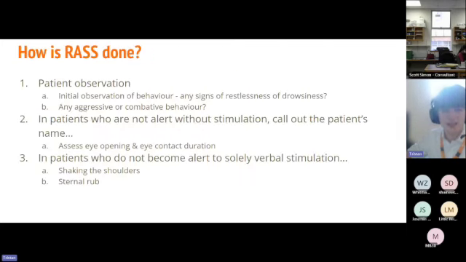So in order to take a RASS, it's first of all about patient observation. Is that patient very obviously displaying aggressive or combative behavior, or are they drowsy? Patients that aren't alert by themselves, you can go up to the patient and call their name to assess whether they're opening their eyes and whether they're doing that for a prolonged period of time or not. If the patients, even to their name being called, aren't responding, then a physical stimulation like sternal rubs or shaking the shoulders is a possibility. That will be more clear with the rest of the scores.